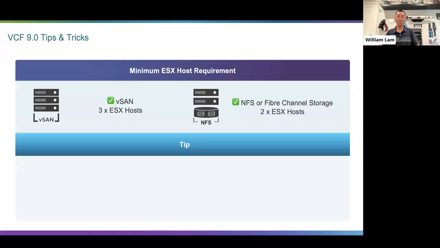So one of the first things is around the minimum number of physical host requirements, right? Now, officially, the product supports the following storage options. If you're using vSAN, we require a minimum of 3 hosts. If you look back at VCF 5.x, we required you to have 4 hosts. So it's really nice that we can lower the bar and only require 3 hosts.